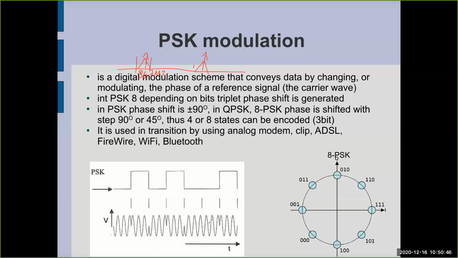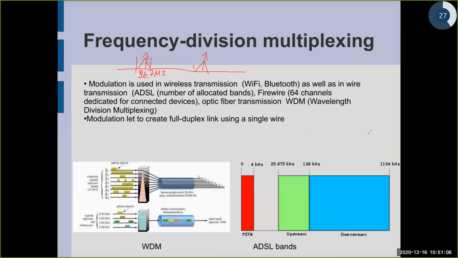So this process is used in FireWire, in Wi-Fi, in Bluetooth, in ADSL. So you can see that it is used in most wireless transmission methods. Not only wireless, yeah, because ADSL is not wireless. But this method can be used also for optic fiber transfer.